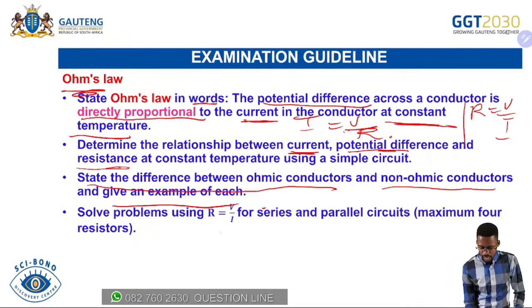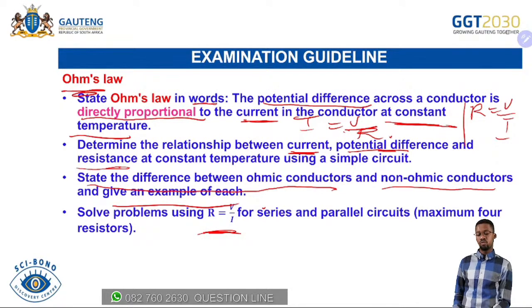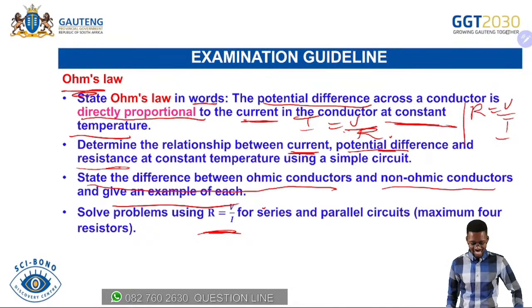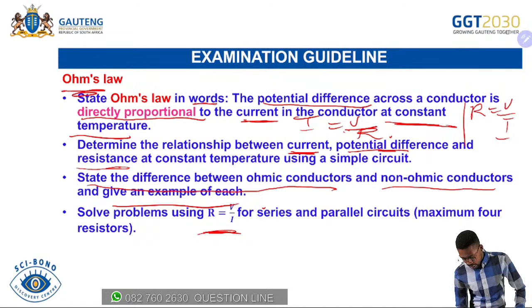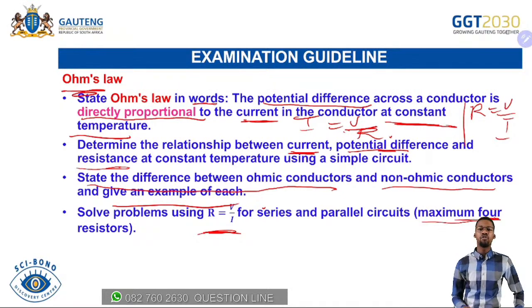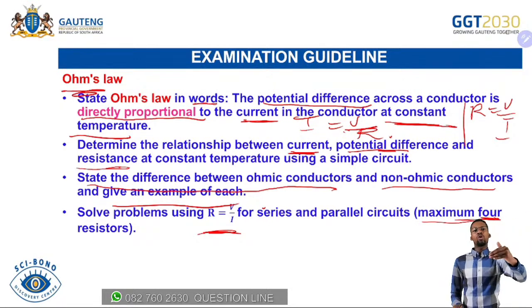Then the exam guideline says that using this formula of Ohm's law, you will be required to solve problems of series and parallel combination circuits, but you'll be restricted to a maximum of 4 resistors. So expect to be given a circuit diagram where you'll have to perform calculations, with a maximum of 4 resistors.